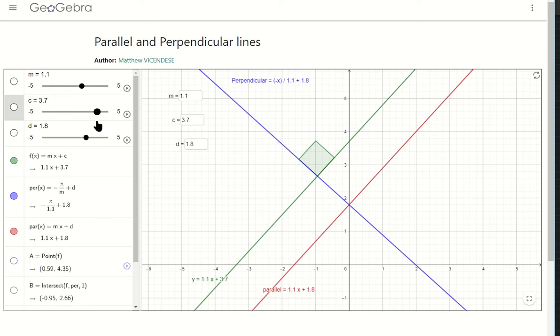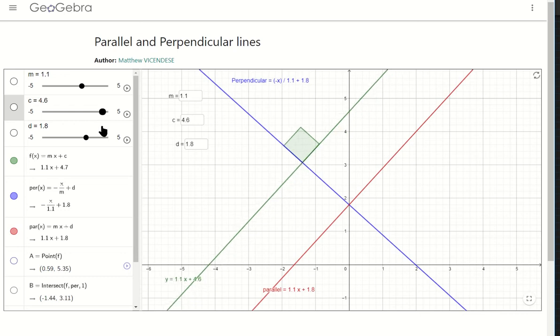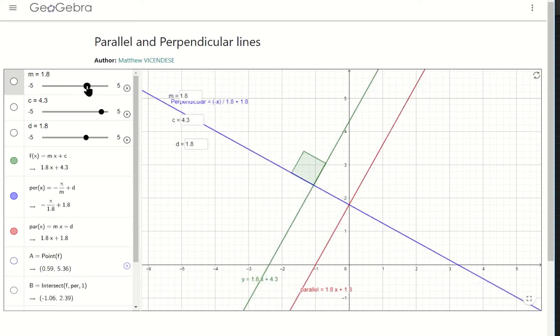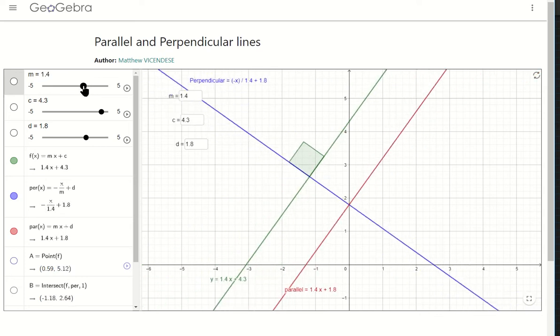If I move the constant up and down for one of these graphs, you can see that it doesn't change whether they're parallel or perpendicular. Now if I move this constant m, then all of the lines rotate, but they still stay either perpendicular or parallel to each other. As always, the link to this applet is in OneNote and in the video description. You're welcome to follow the link and try it yourself. With any luck, you'll be as hooked on GeoGebra as I am. Anyhow, let's get back to the OneNote.